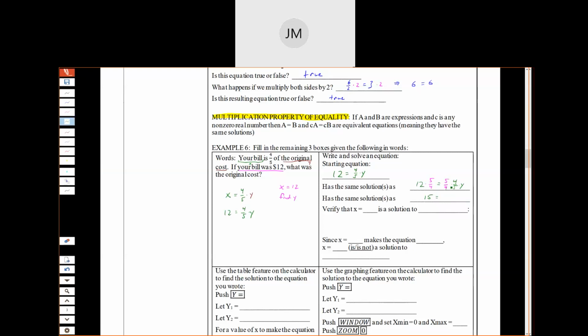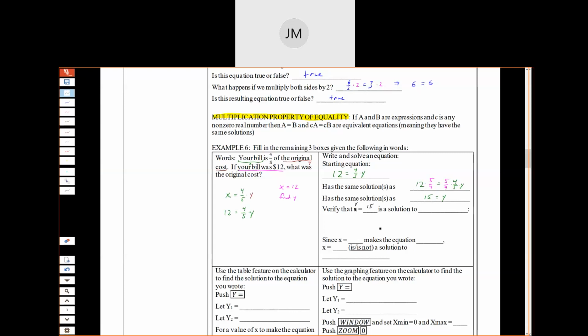Okay. 4/5 times 5/4, they're reciprocals of one another, so I just get 1. So we just get 1y or y. Okay. So I have solved for y instead of x because I labeled my variables differently.